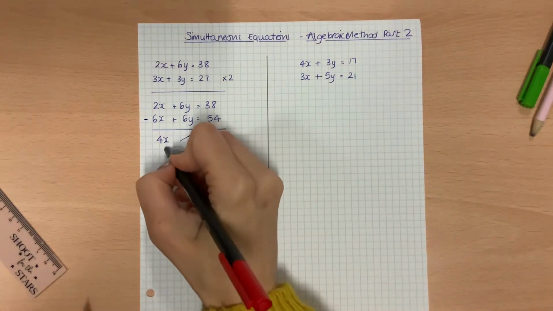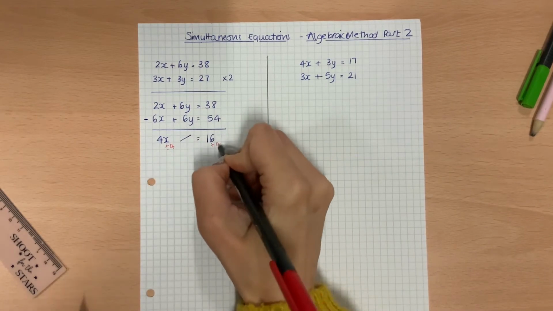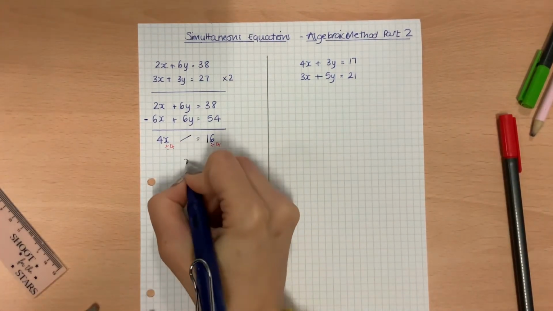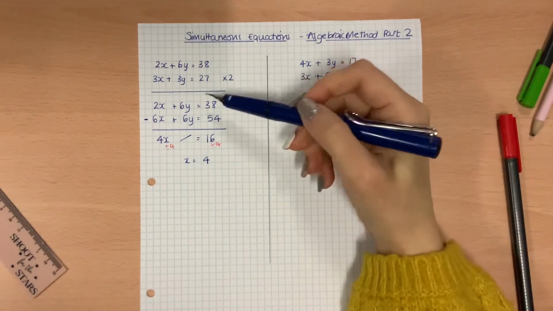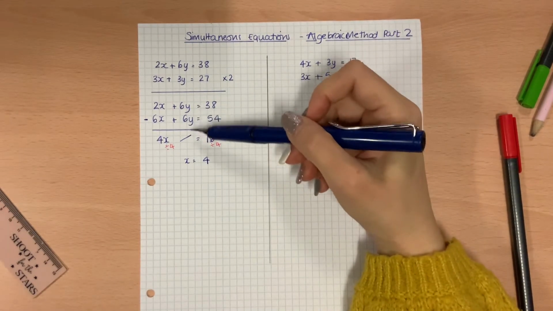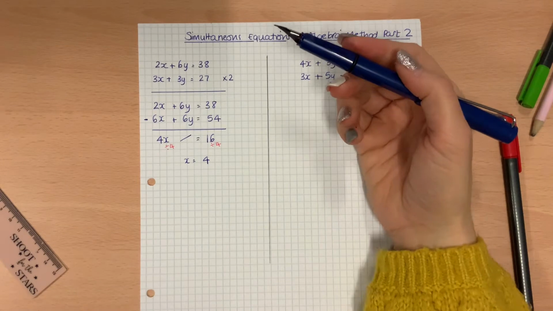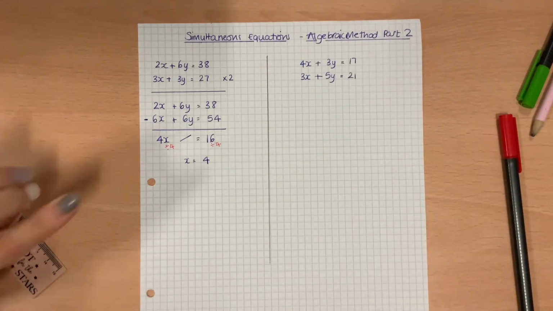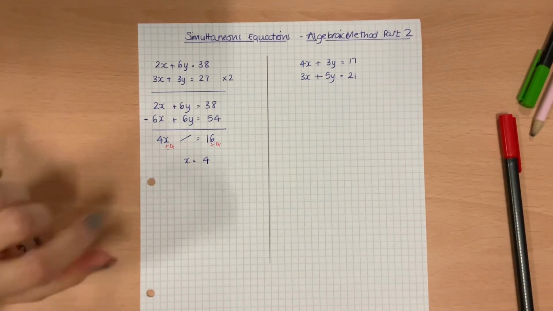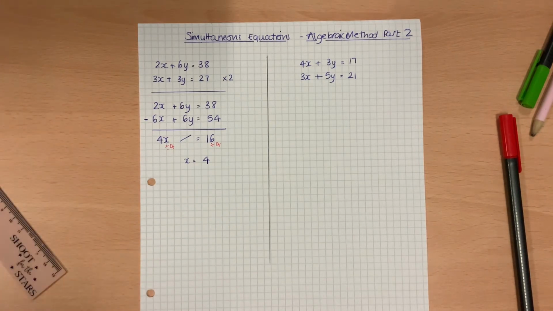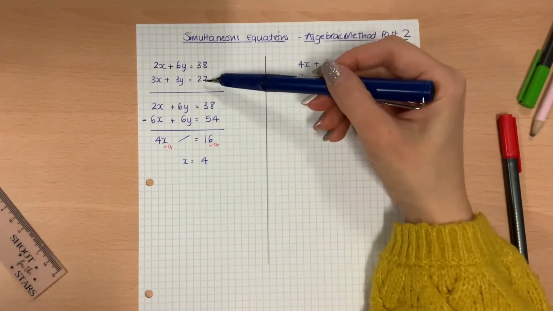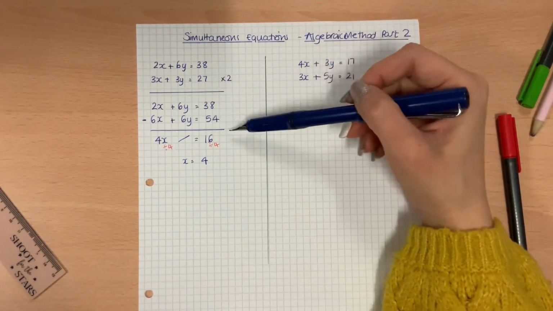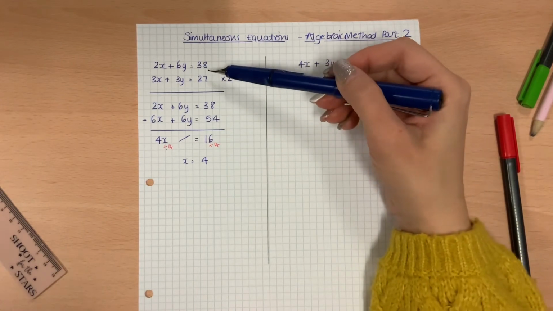Now I divide each side by 4, so x equals 4. The first step is crucial to make sure that you've got something where you can get rid of or eliminate one of the letters. Now what I'm going to do is substitute it into one of the equations so I can figure out y. For this, you can use any of these equations. You can use the one that you've changed, or you can use one of the original ones.